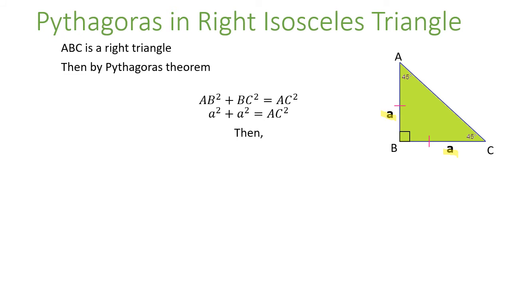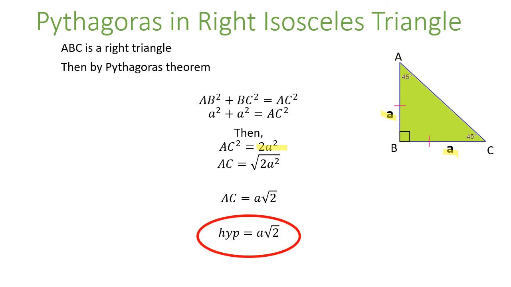A square and A square, I can add them. So AC square is equal to 2A square, I added them. Then, in order to find AC, I put radical on both sides. AC equals radical 2A square. The square is cancelled with the radical, then AC is equal to A radical 2. So AC, the hypotenuse, is equal to A radical 2. This is a general rule. We can use it always without proving it.